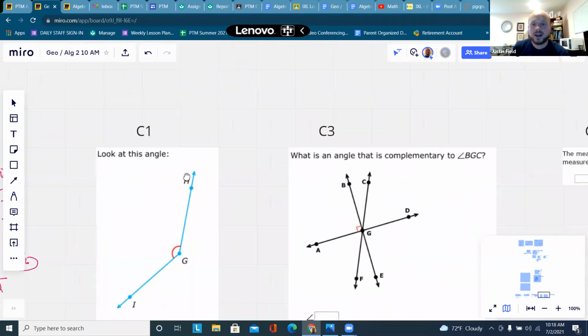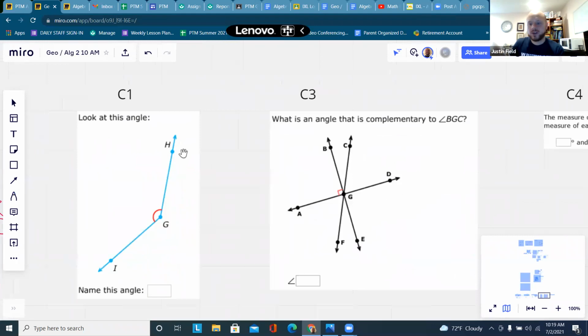Okay, the last part is C1, 2, 3, 4, which won't take that long for you. The first thing is all about angle anatomy. We've got the vertex here, this is a side, of course, the points. And how do we name an angle? You can name an angle with three letters.